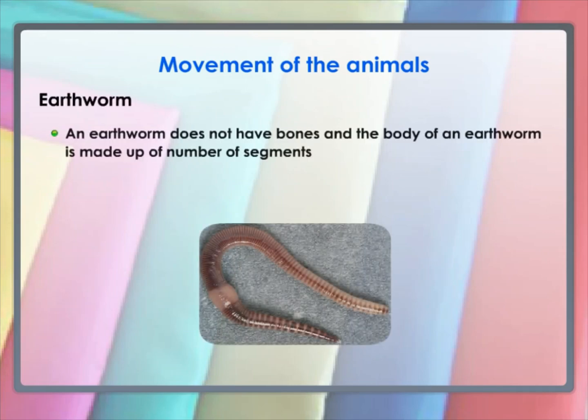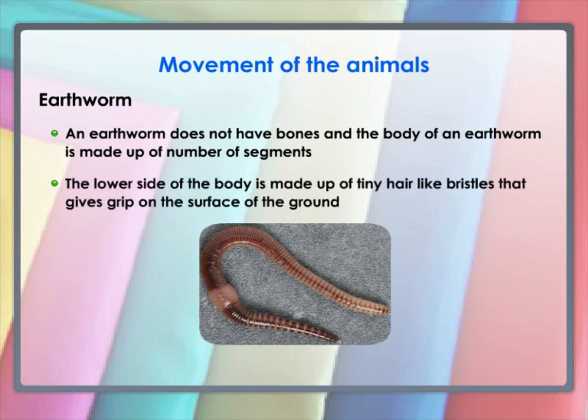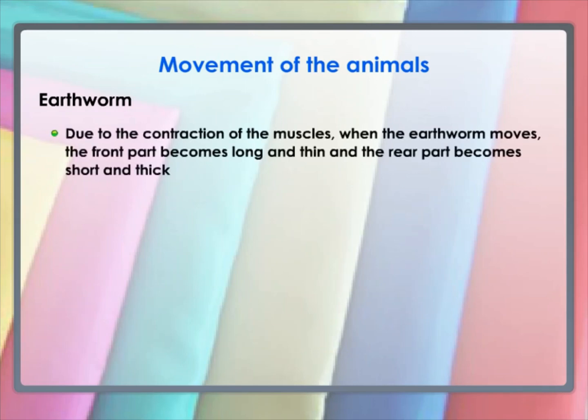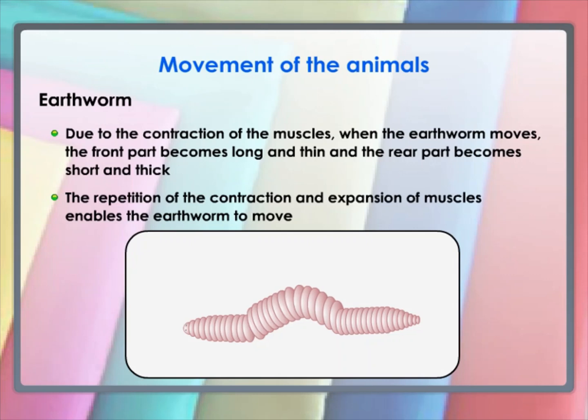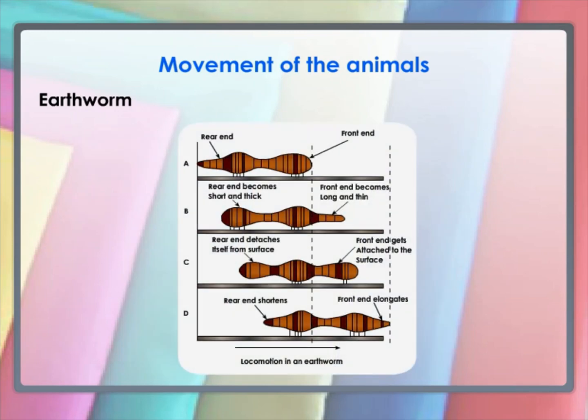Earthworm. An earthworm does not have bones, and the body of an earthworm is made up of a number of segments. The lower side of the body is made up of tiny hair-like bristles that gives grip on the surface of the ground. Due to the contraction of the muscles, when the earthworm moves, the front part becomes long and thin, and the rear part becomes short and thick. The repetition of contraction and expansion of muscles enables the earthworm to move. Its body secretes a slimy substance that helps its movement.